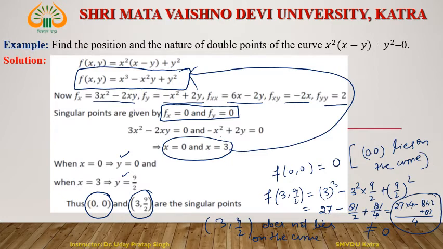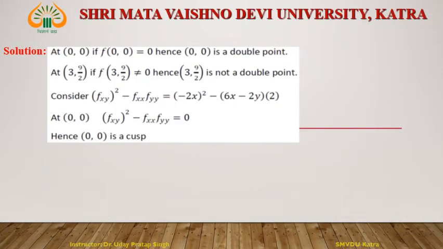Right? This does not lie on the curve. Then we are not going to check this point as a double point or not. Okay. We only focus on (0, 0). Since (0, 0) lies on the curve and this point does not lie on the curve, (0, 0): what is f of (0, 0)? It is 0. Means (0, 0) is the double point.